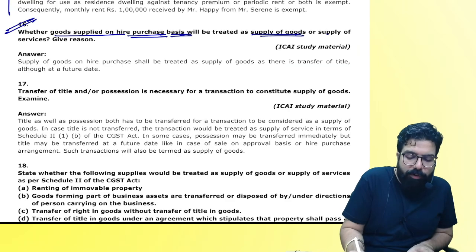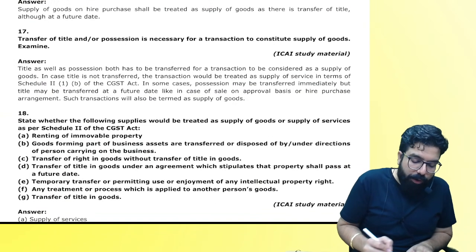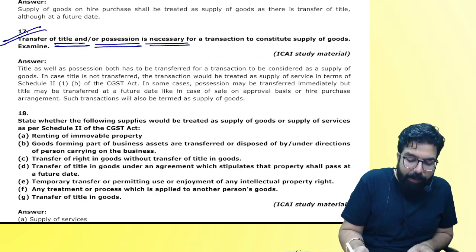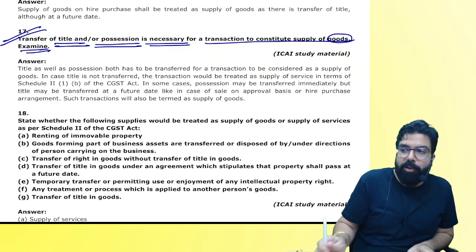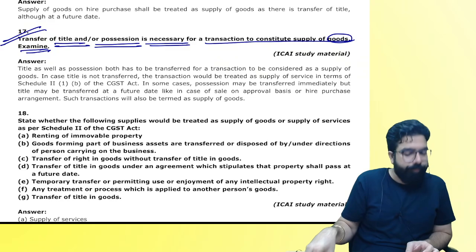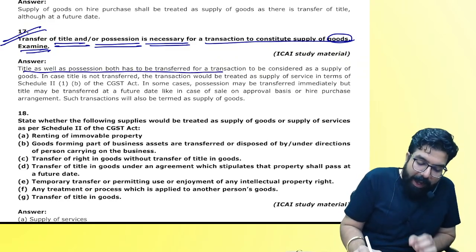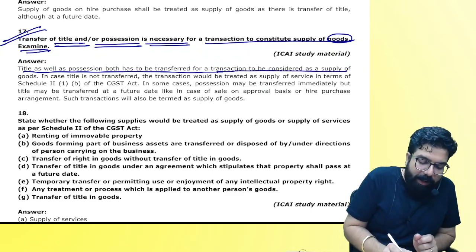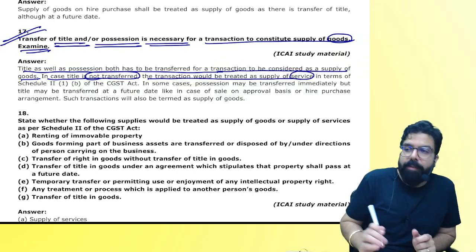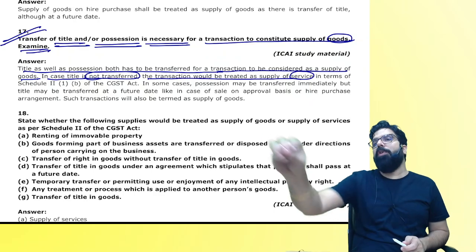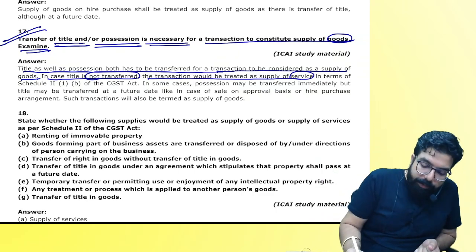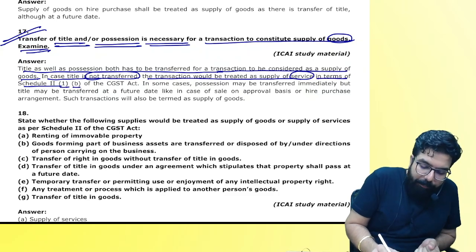Hire purchase will be supply of goods or supply of service? Supply of goods. Transfer of title and possession is necessary for a transaction to constitute supply of goods. Yes or no? If I give you the title and I give you the goods also, then only it is supply of goods. Transfer of title as well as possession has to be transferred for a transaction to be considered as supply of goods. In case title is not transferred, the transaction would amount to supply of service. If I just give you my car to use, I say, okay, take the keys, use it, but I did not give you the ownership, is it supply of goods or supply of service? In terms of Schedule 1, paragraph number 1B.